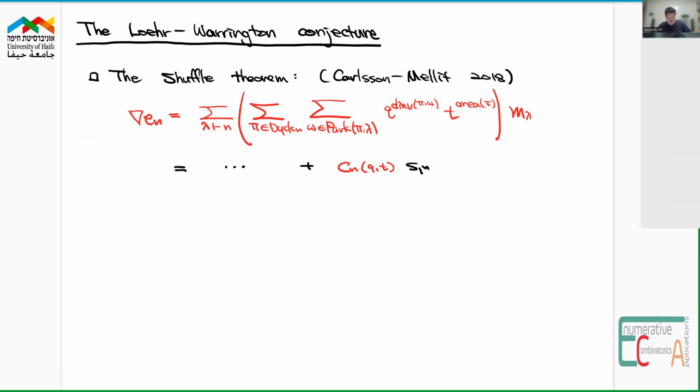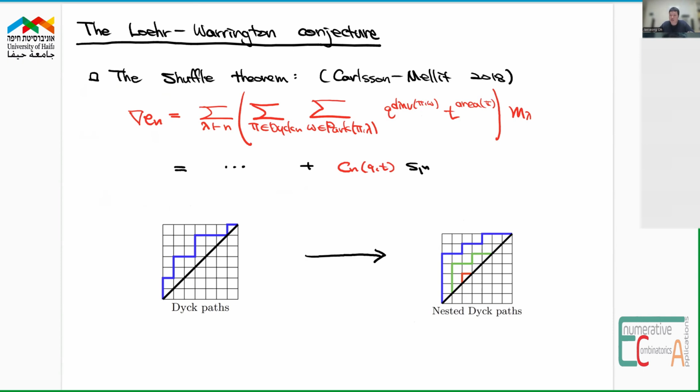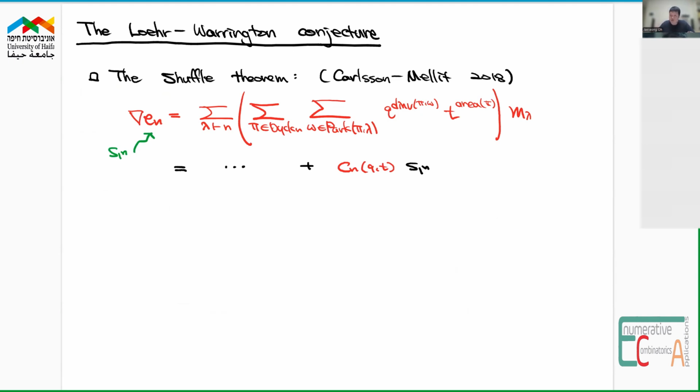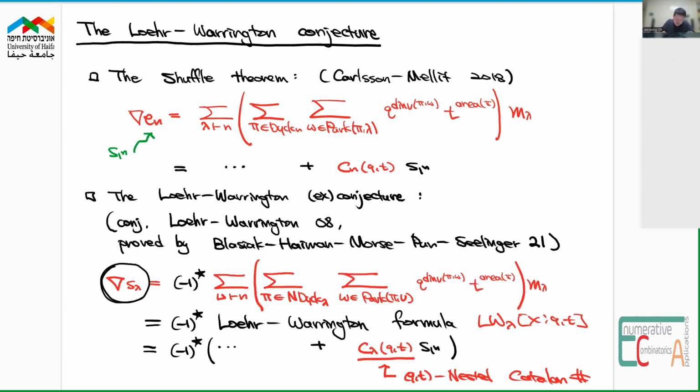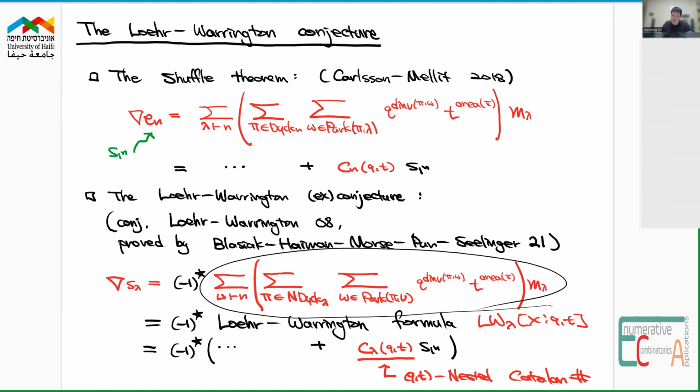And let's recall that the shuffle theorem of Carlsson-Mellit is about the monomial expansion of nabla e_n, and it involved the combinatorics of parking functions, or the Catalan numbers, or Dyck paths. And there's a generalized notion of nested Dyck paths, which looks like this. And this symmetric function e_n is just the Schur function indexed by a one column partition. So one may ask, what happens if we replace e_n with a general Schur function? And Loehr and Warrington conjectured that the monomial expansion of this nabla Schur is governed by the nested Dyck paths that I have shown you.